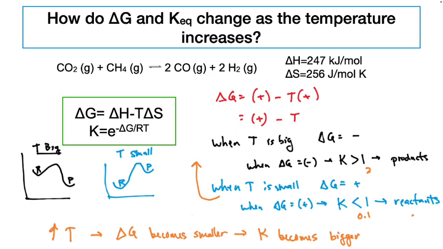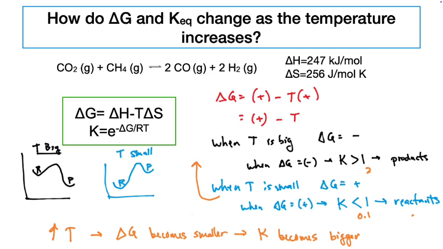K needs to be greater than 1, which means products are favored. Okay? When temperature is small, what happens? My delta G is going to stay positive. If my delta G is positive, what does that mean happens to my K? Less than 1, my reactants are favored. If we're looking at an energy diagram, at a large temperature my reactants are higher in energy than my products. Products are favored. Small temperature, it's the other way around.